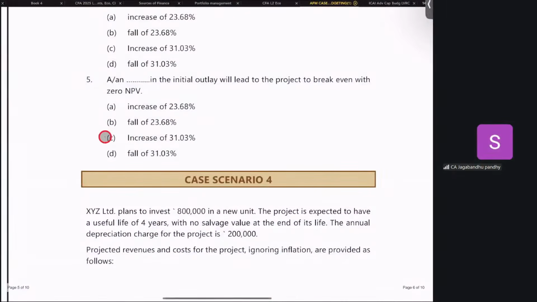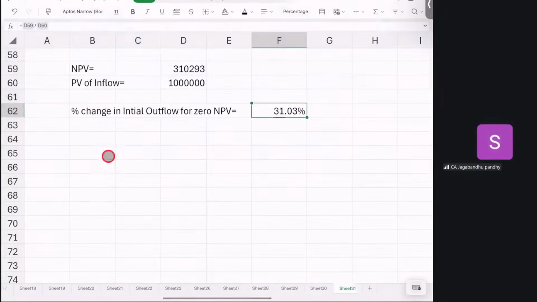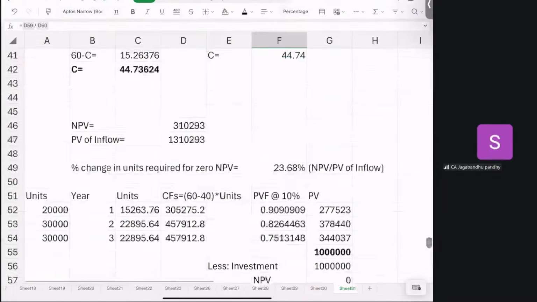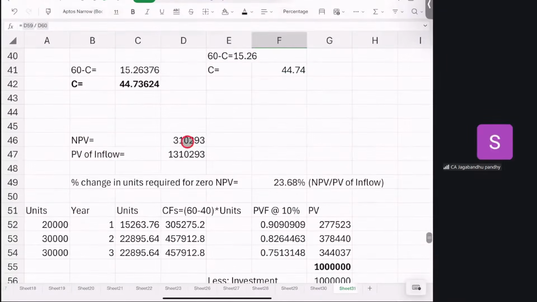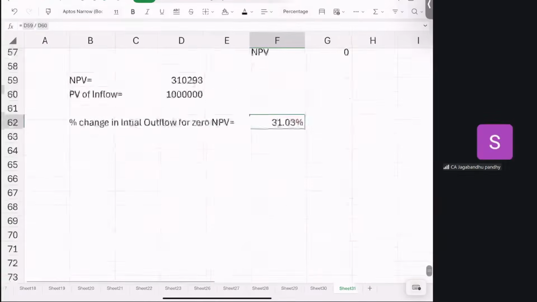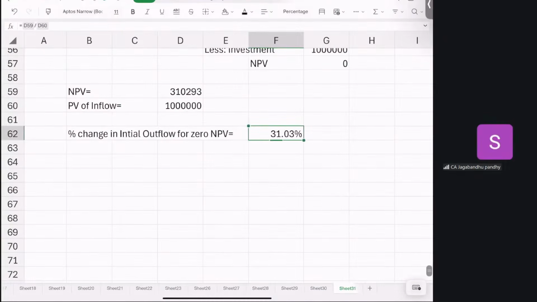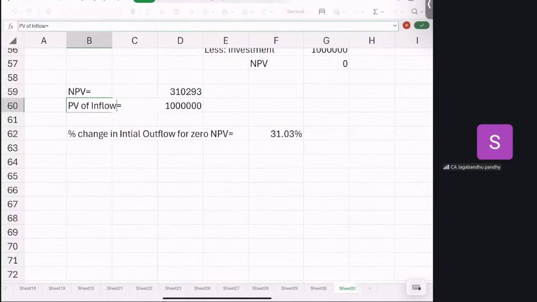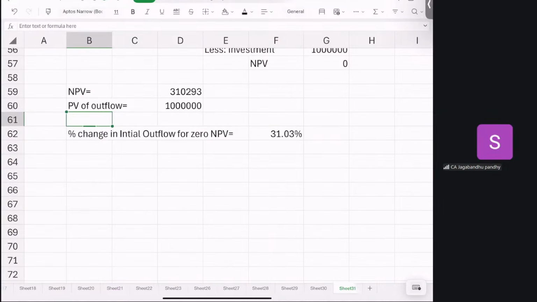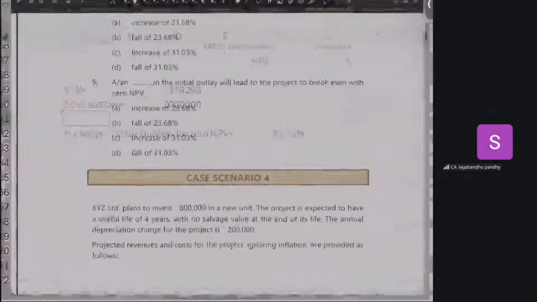The option is option C. Did you all get it, everyone? So when you want to see the percentage change in units, you divide the NPV by the PV of inflow. And when you want to see the percentage change in the initial investment, then you divide the NPV by the outflow. Got it? Yes, sir. Very good, guys.